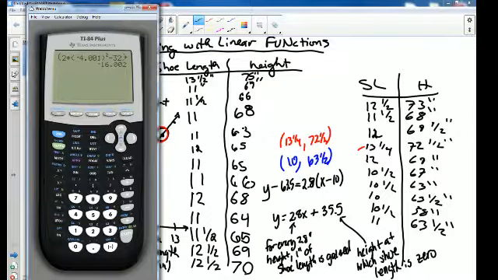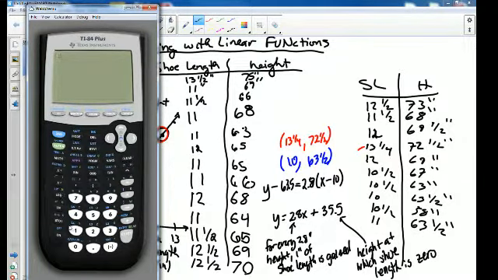And this is where a lot of people get lost. It's just the process of putting it in the calculator. Have you seen this? Some of you? Math 3? So please follow.